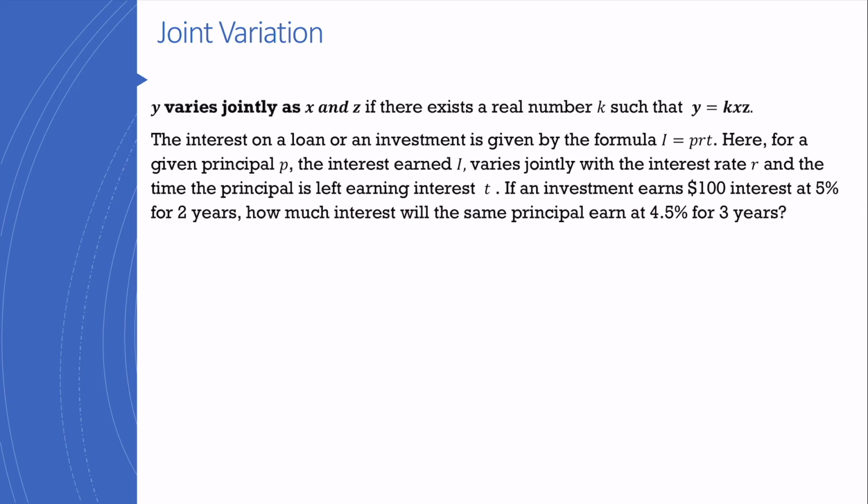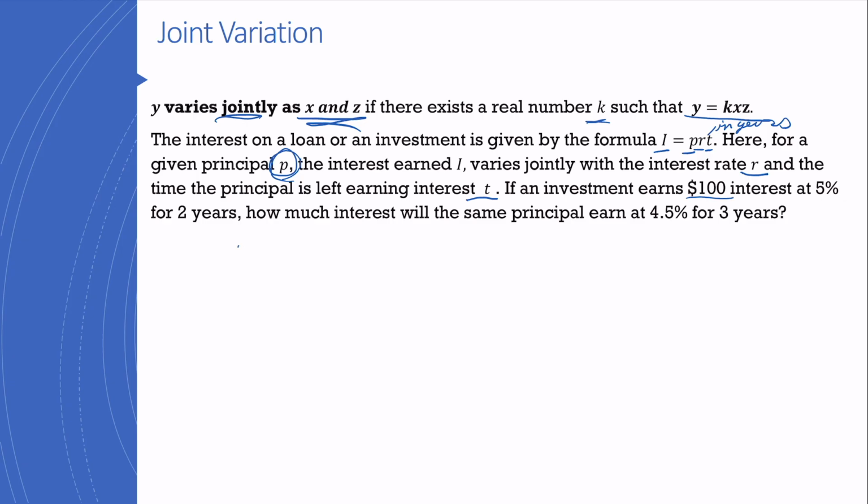The last type of variation we have seen briefly before, and that is joint variation. So y varies jointly as x and z means there's just more variables involved, right? It's not just y varies directly as x, it's y varies directly as x and z. If there exists a real number k such that y equals kxz. And an example of that is interest. So interest is given by interest equals principal times rate times time in years, right? So for any given principal, this is going to be our new K. The interest earned varies jointly with the rate and the time.